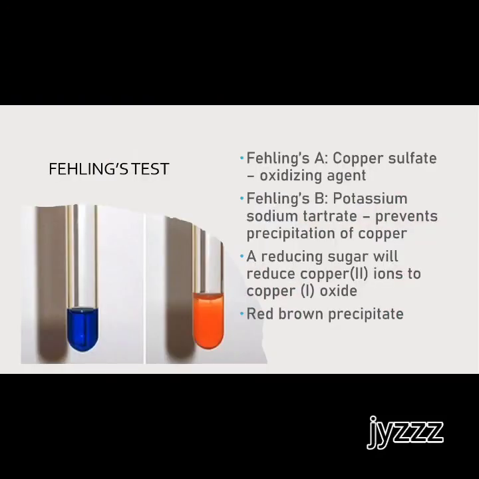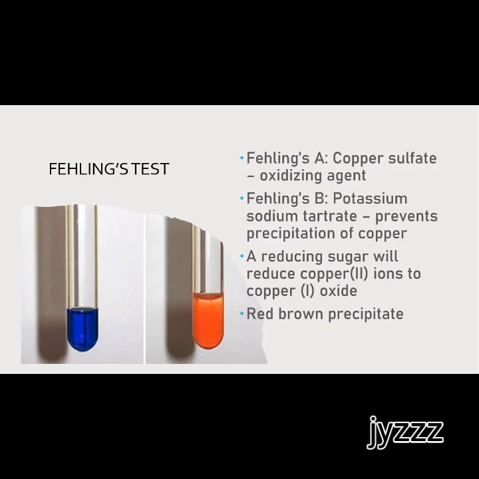Okay, let's take a look at your Fehling's test. Your Fehling's test uses your Fehling's A and Fehling's B reagent. Your Fehling's A is a deep blue color due to the presence of hydrous copper. The copper sulfate is present in your Fehling's A, and that will serve as the oxidizing agent.